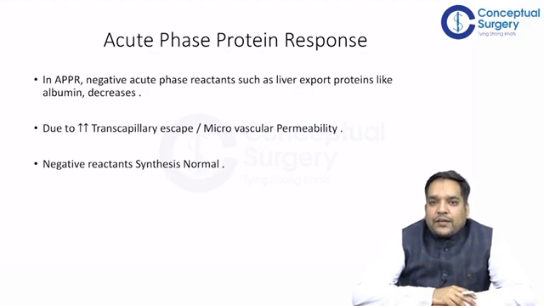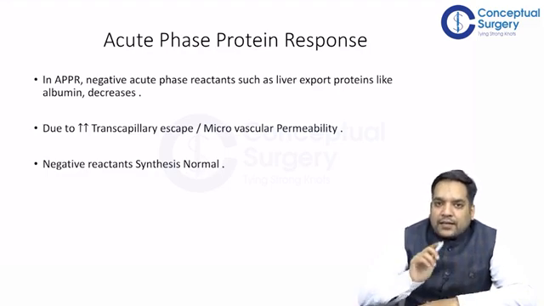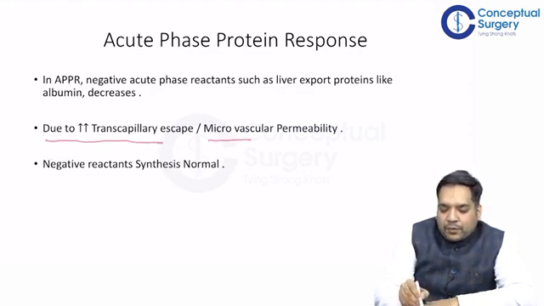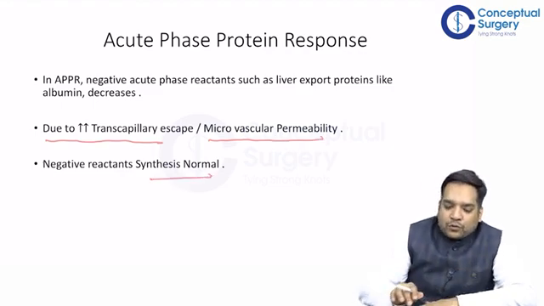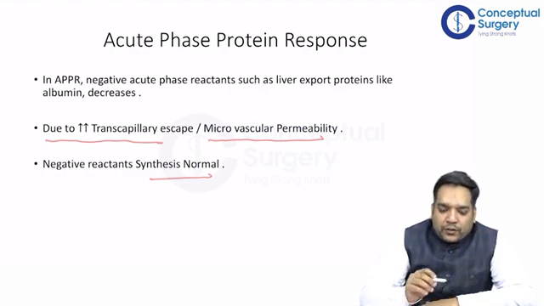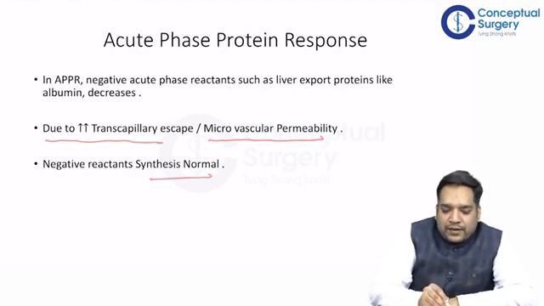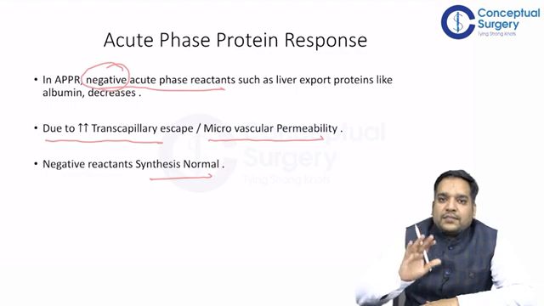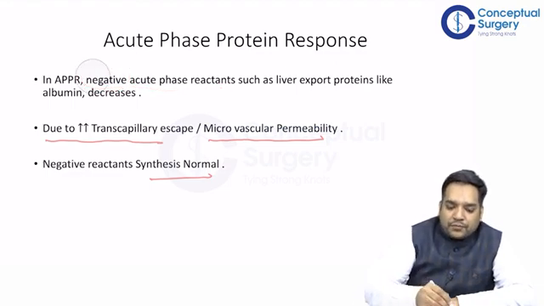So it is seen that in acute phase protein response, negative acute phase reactant such as albumin decreases, right? This decrease happens due to increase in the transcapillary escape or increase in the microvascular permeability, but their synthesis remains normal, right? So to summarize, in acute phase protein response, negative acute phase reactant decreases. You remember negative, so it will decrease. But the decrease happens because of the increase in escape. The synthesis is happening at the normal rate, right?